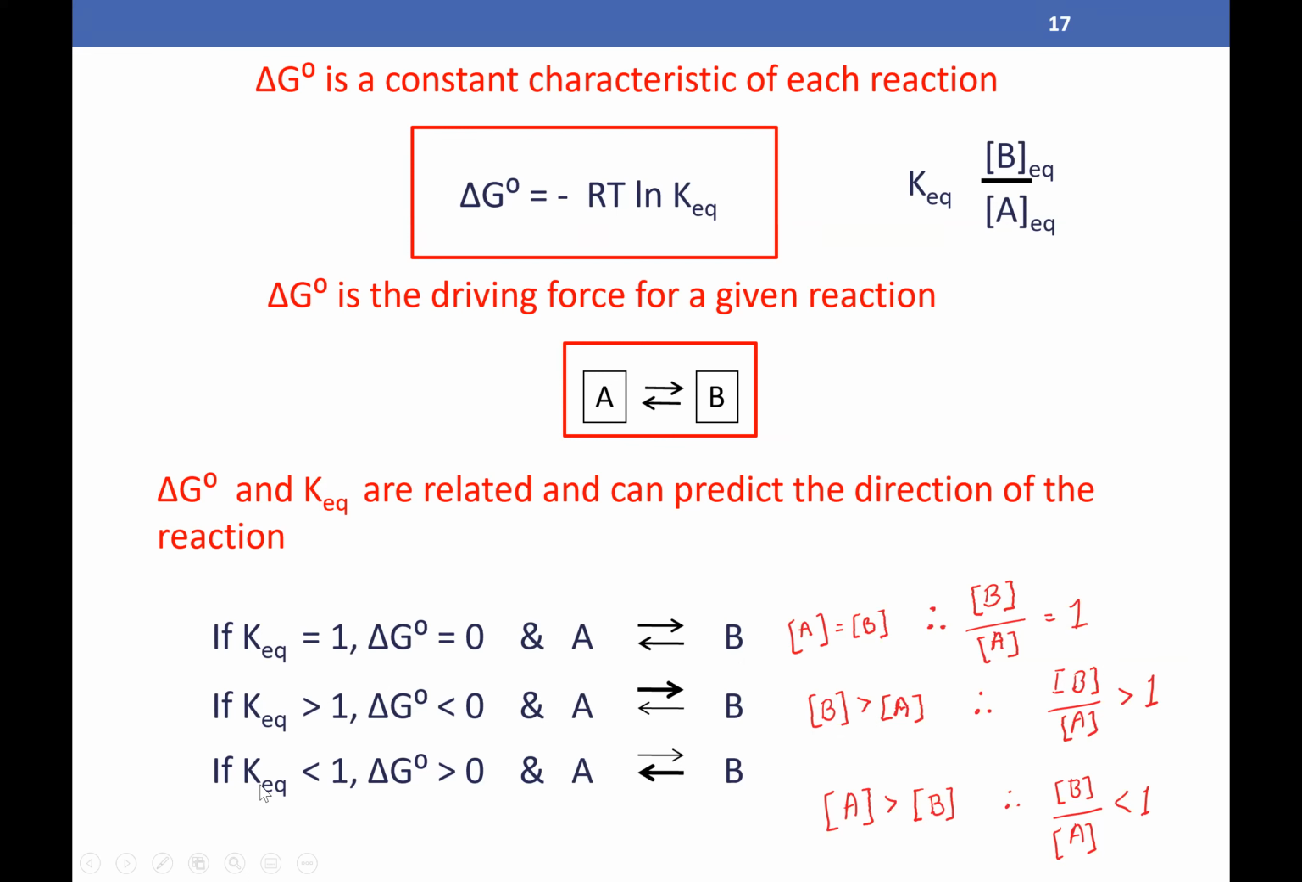Now, if the equilibrium constant is less than 1, where my reactant amount is more than product, so when I do B divided by A, it becomes less than 1, and the delta G standard is more than 0, so it's an endergonic reaction, my backward reaction is favored. So more of B is turning into A, right? That's why A is larger in amount, because B is becoming A, and the forward reaction is happening less.